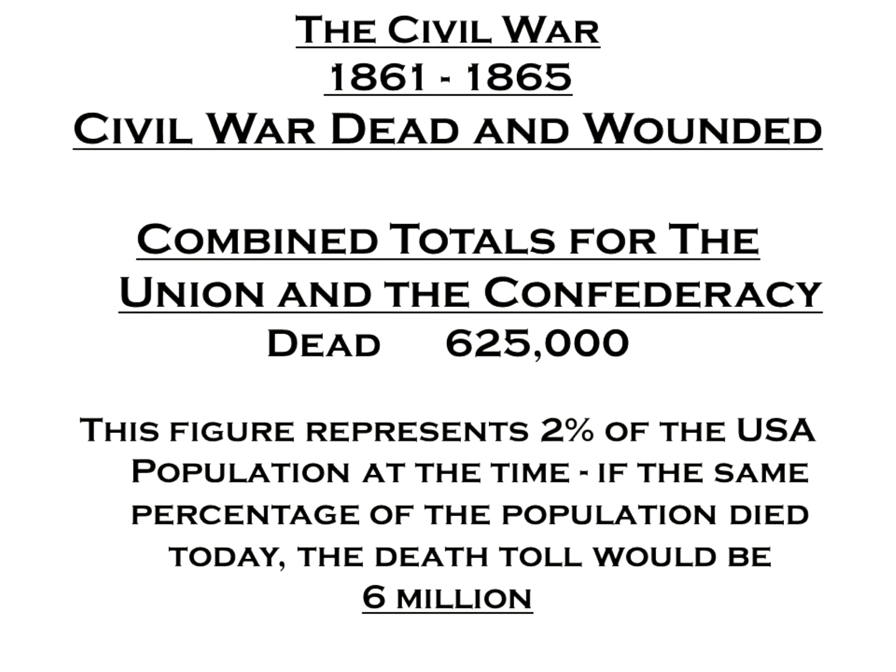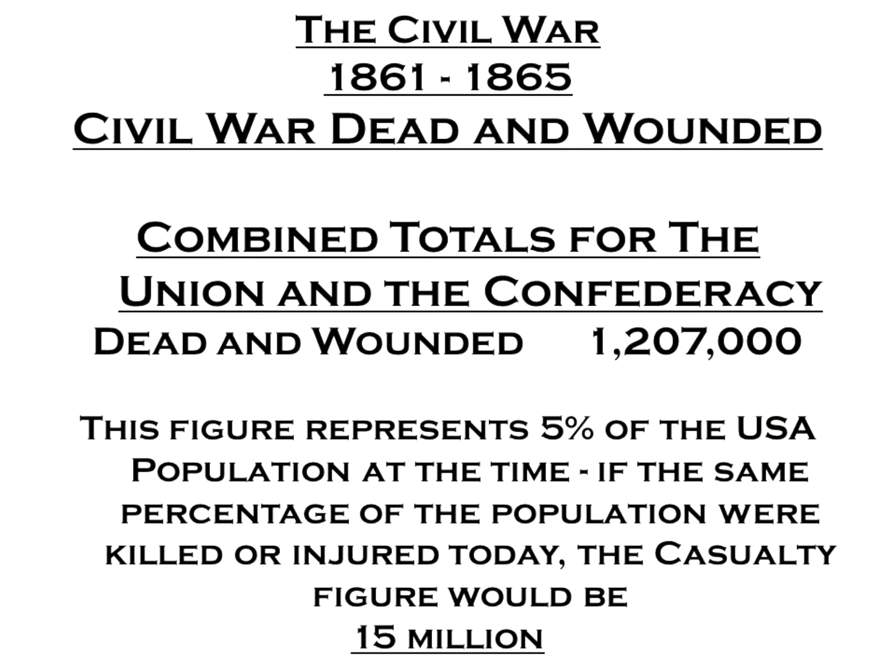For the death toll, the combined totals for the Union and Confederacy represented about 2% of the U.S. population at the time, and if we had the same percentage of our population today pass away, it would be a total of 6 million. And if you take the dead and wounded, it was about 1.2 million dead and wounded for both sides during the Civil War. And if you took a percentage of the population today that represents, which is 5%, the death toll would be in the millions.